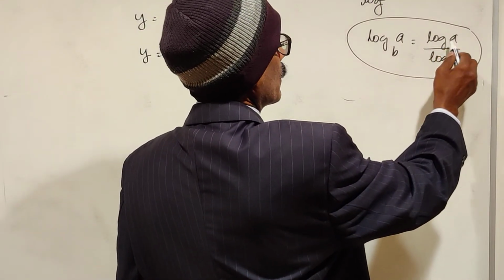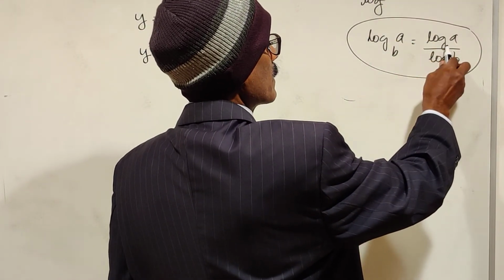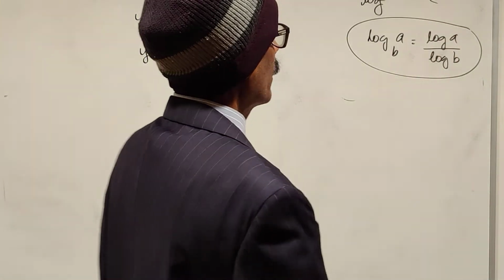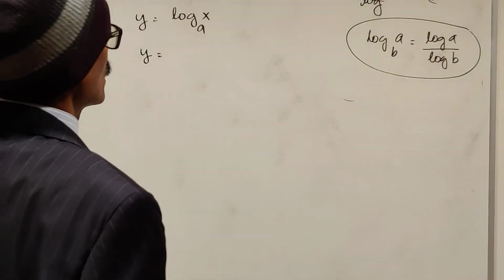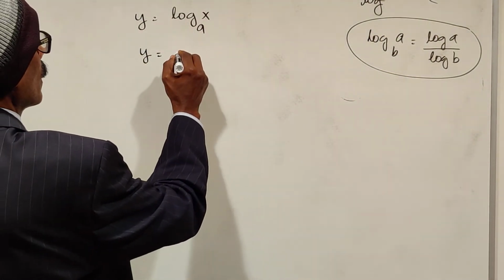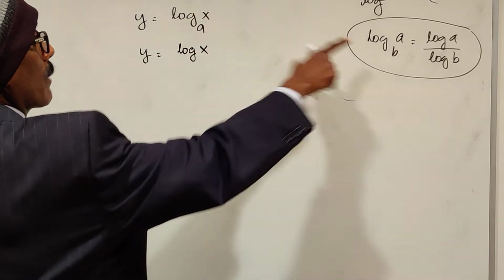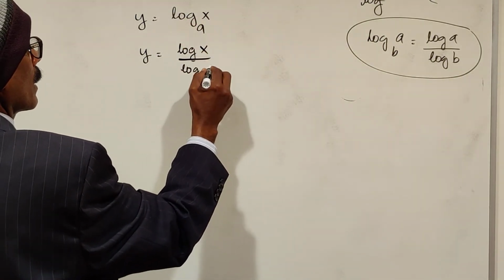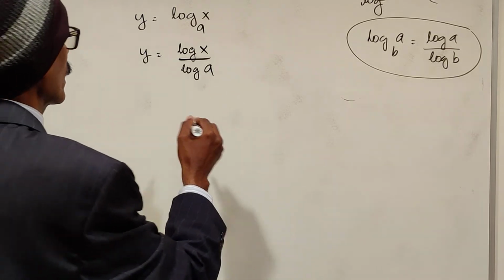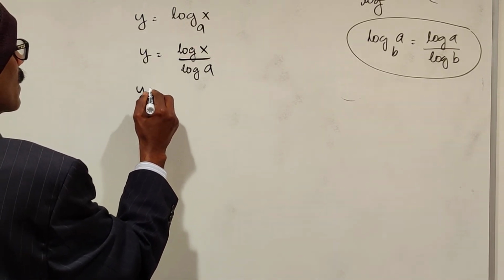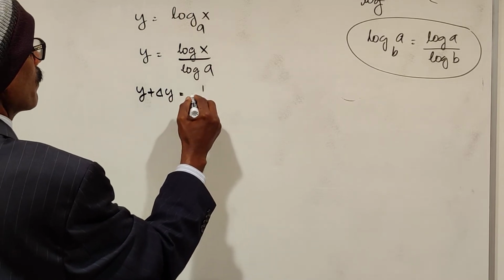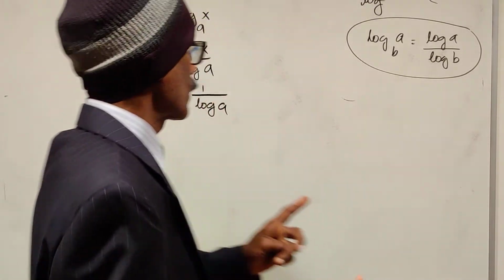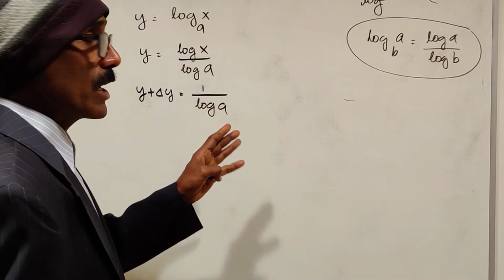Log a to the base e. If we don't write any number on the base, it should be e, exponential e. I don't want to write anything there. So here y is equal to log x, and by applying the base changing rule, log x divided by log a. Log a is a constant. So y plus delta y equals 1 by log a. I am going to take that constant outside. Usually x and y are the variables, so if there is any other number, that should be a constant.